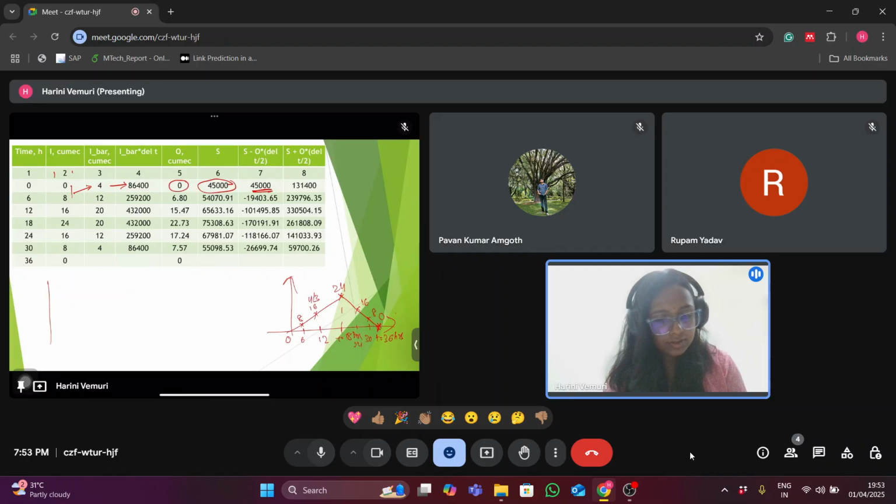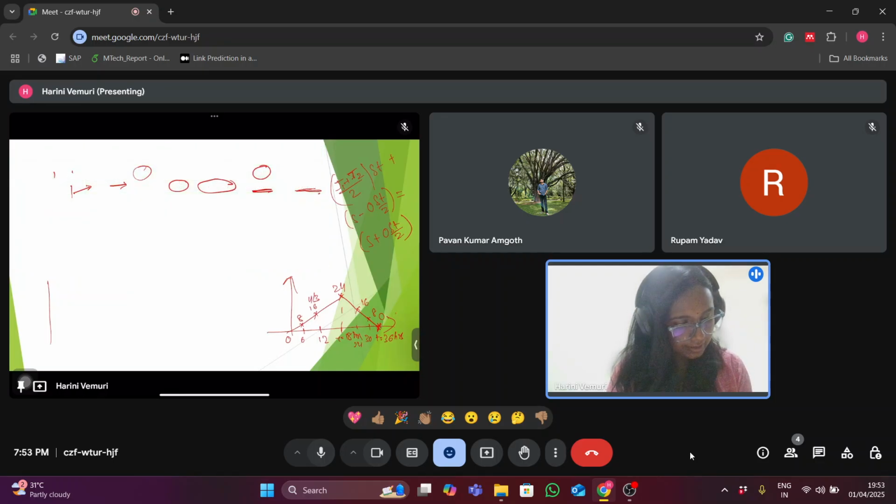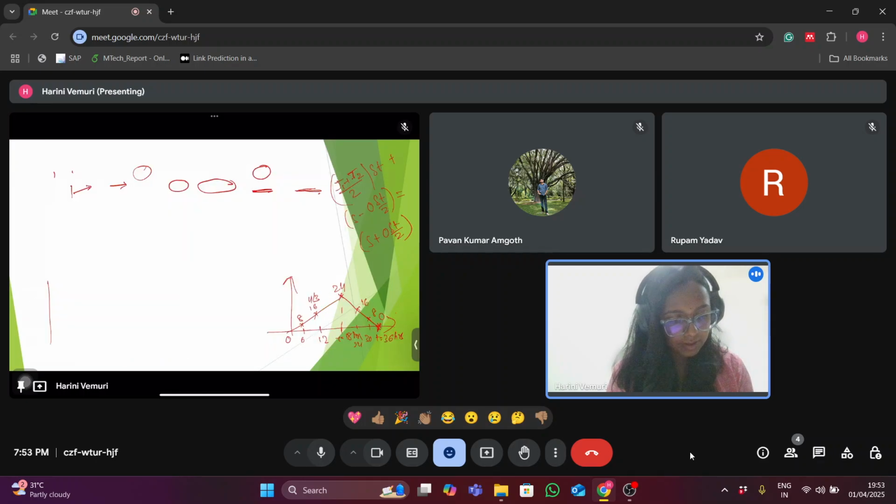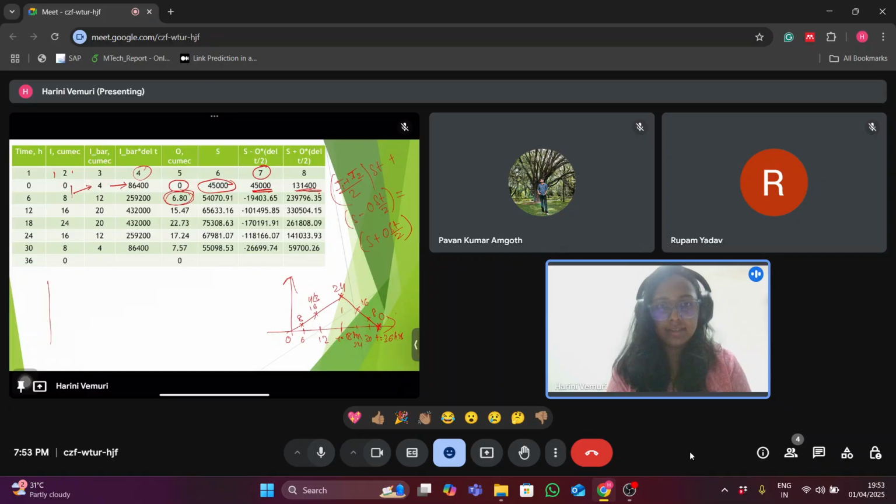And once you get this, the equation is (I1 plus I2) by 2 into delta T plus S minus O into delta T by 2 is equal to S plus O into delta T by 2. So we can calculate this also by adding the columns 4 and 7. We'll get this. So from this equation, you know what is the X term, so corresponding Y term can be estimated. That is the outflow value. So whatever outflow you estimate will be written in this time step.